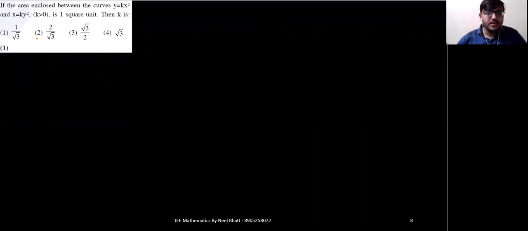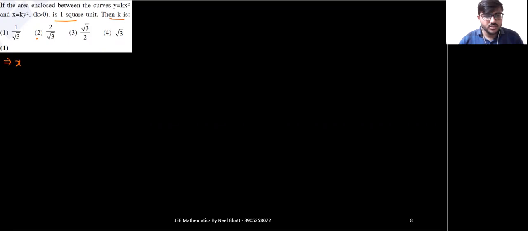Okay, next question. Given that the area enclosed by the curves y square equals kx and x square equals ky is equal to 1, we have to find out the value of k. I'll give you a note, if you can remember.